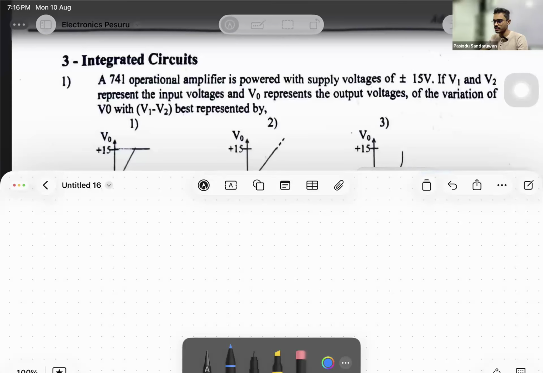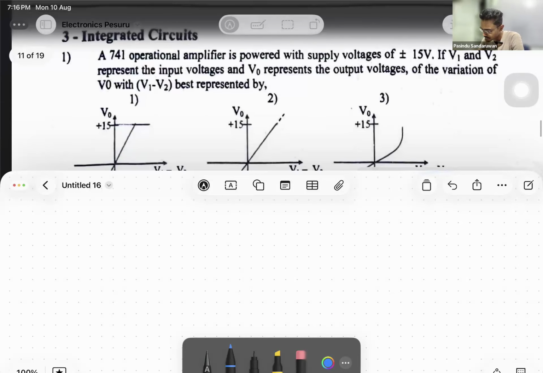Okay, so this is about ICs. ICs means integrated circuits, and as ICs, what we discuss in our syllabus is op amps actually, right? We have open loop configurations and closed loop configurations. There are quite a few things about op amps. So these are the questions from op amps, ICs.